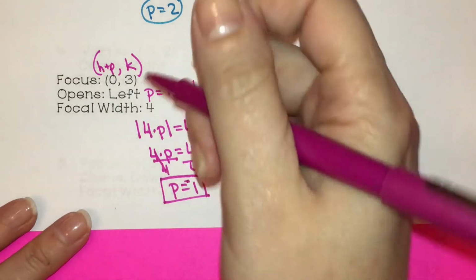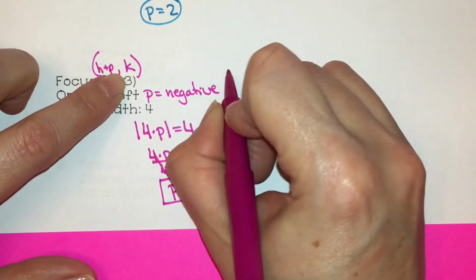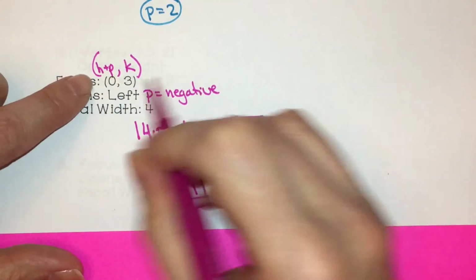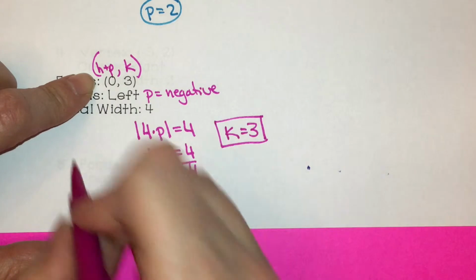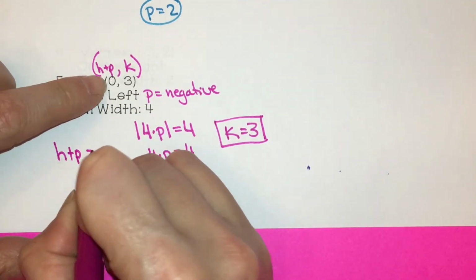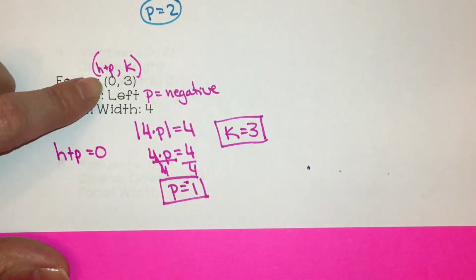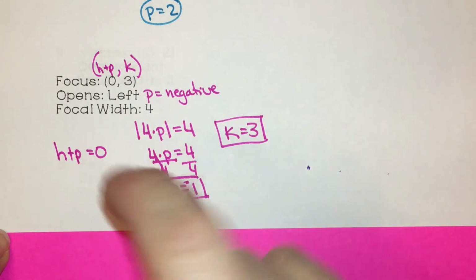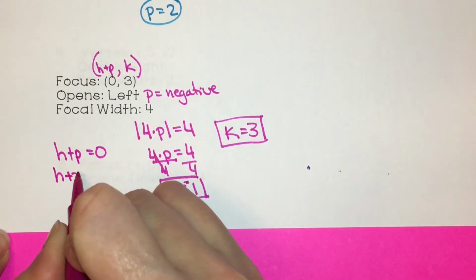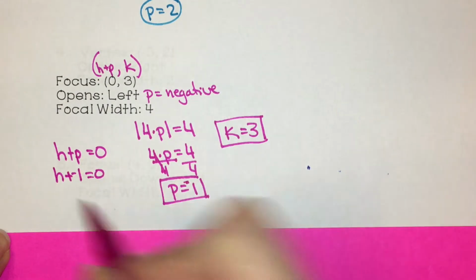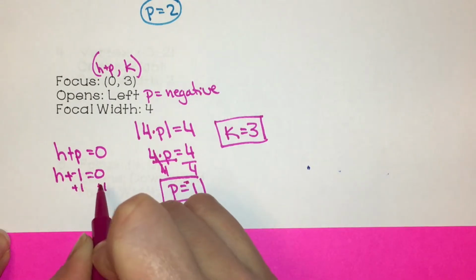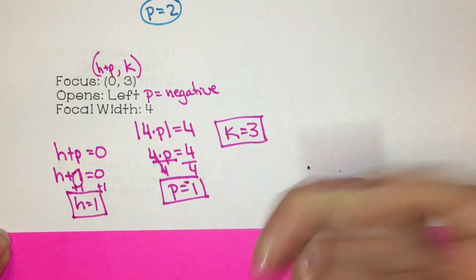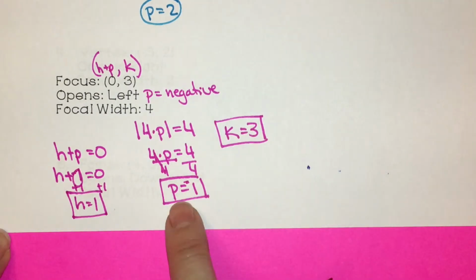All right, so I know what P is. I know that K equals 3. So I need to know what H is. I know that H plus P is equal to 0. But I also know P is equal to negative 1. So I'm just going to substitute in negative 1. H plus negative 1 equals 0. So to solve for H, just add 1 to both sides. And H is equal to 1. So I know the value of H, K, and P.